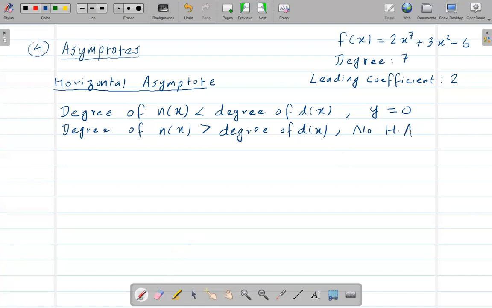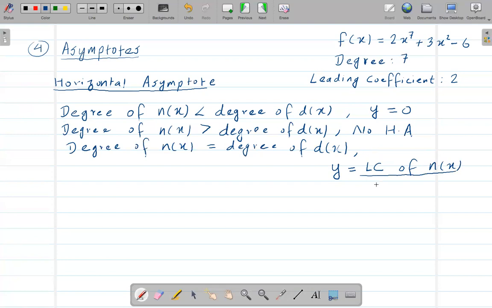HA means horizontal asymptotes. And the last one, if the degrees are the same, then in this case we're going to have the asymptote y is equal to the leading coefficient of the numerator divided by the leading coefficient of the denominator, where LC means leading coefficient. I guess you have learned something like this in algebra as well. That's the way of finding the horizontal asymptotes.